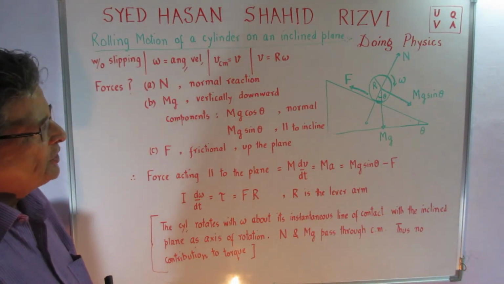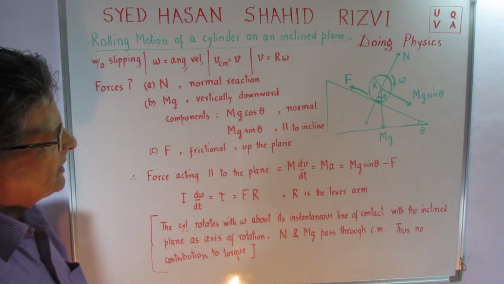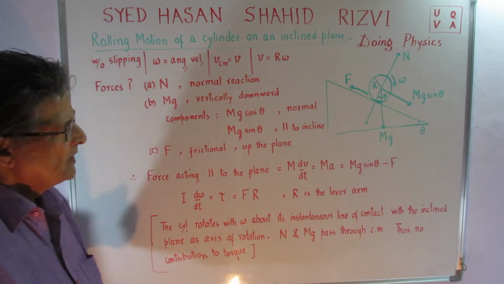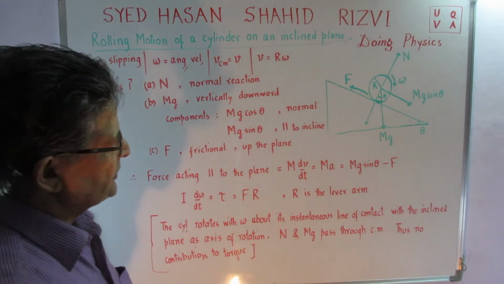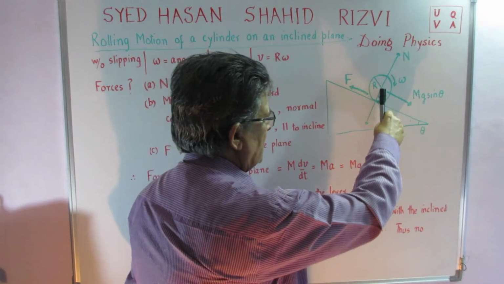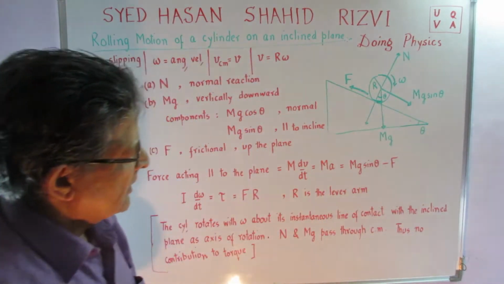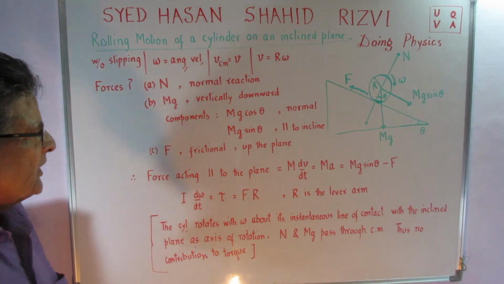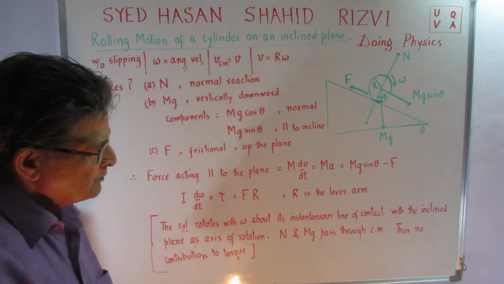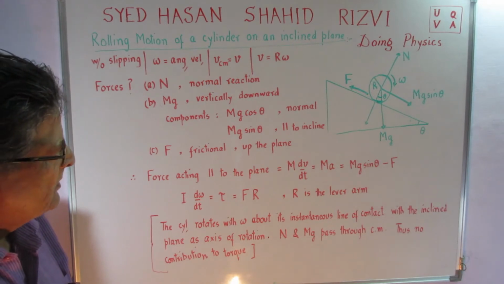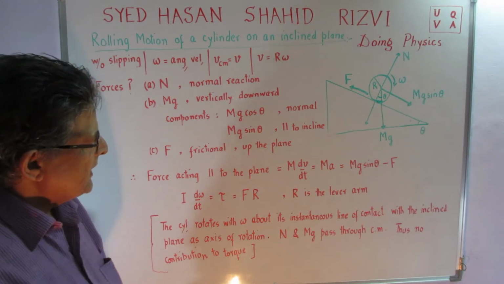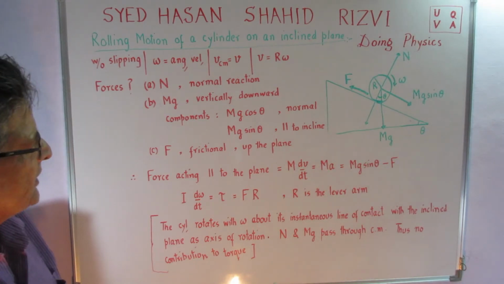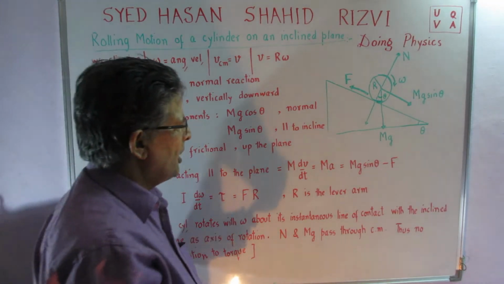The normal force, N, the normal reaction. The second actual force acting in the system, that is the cylinder, is the gravitational force, which is vertically downwards. And it has two components. One component is mg cos of theta, which is in the normal direction.